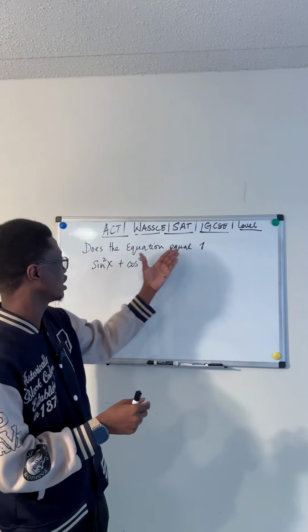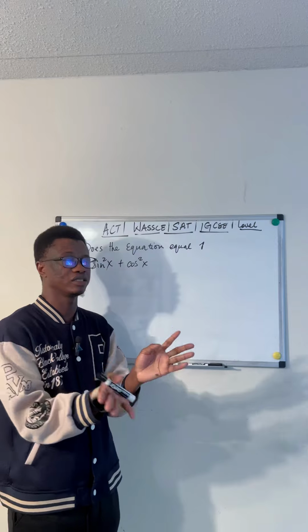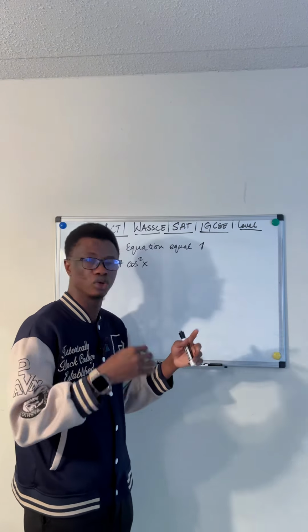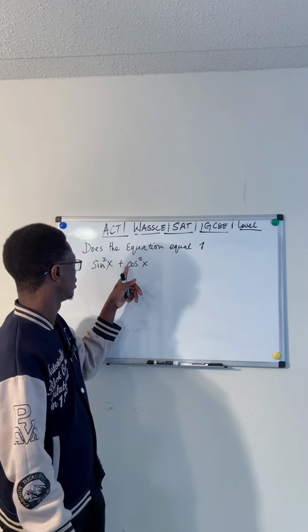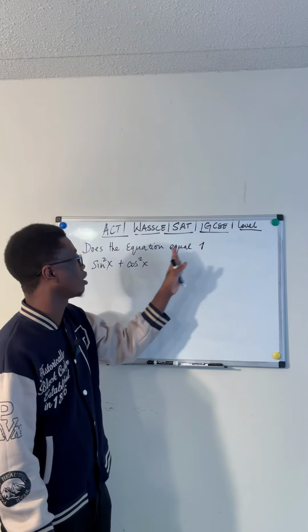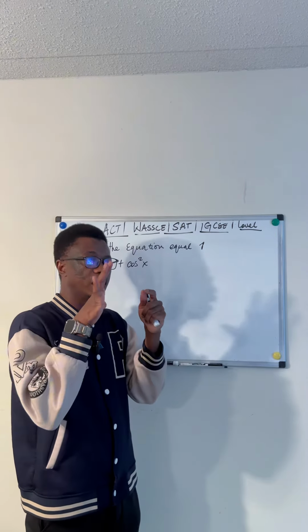It says, does the equation equal to 1? We've seen this one. This is a trig identity: sin square x plus cos square x equals 1. We want to see if that is true.